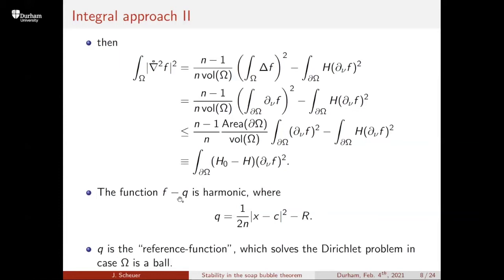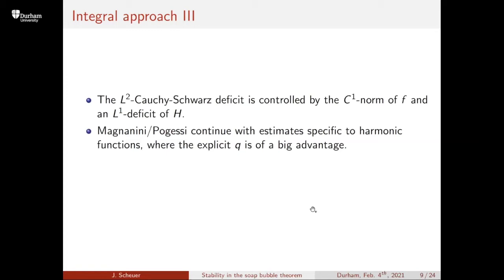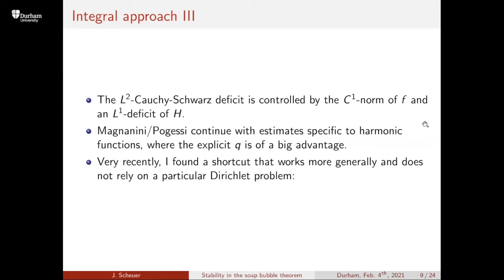So let me wrap this up in some comments on this approach. What we have seen is that the L2 Cauchy-Schwarz deficit is controlled by the C1 norm of f and the L1 deficit of H compared to a constant H0. So they use these specific estimates which apply to harmonic functions, together with the explicit knowledge of q, to get estimates. And the key of this talk, and why I got interested in this problem, is that I found a shortcut to this approach where q is not necessary anymore.